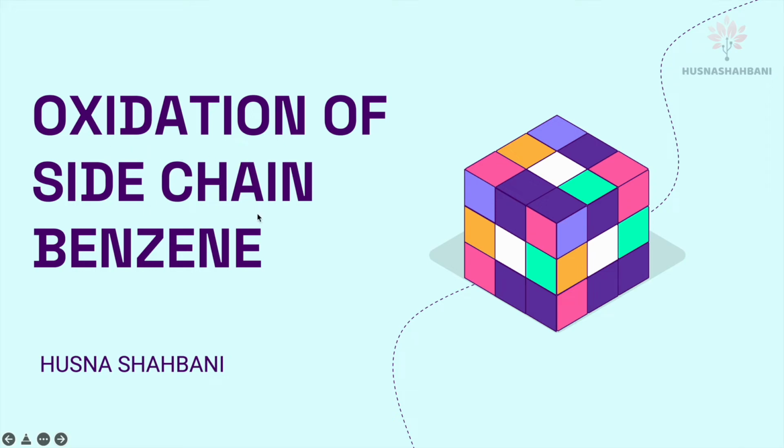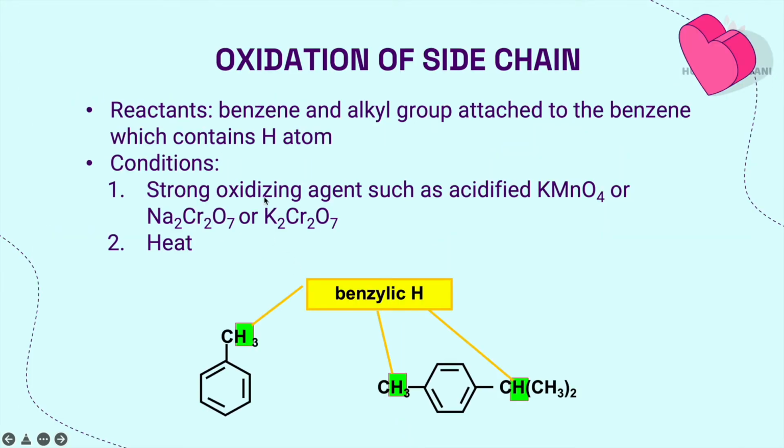Oxidation of side chain benzene. The reactants are benzene with an alkyl group attached to benzene which contains a hydrogen atom. Conditions are strong oxidizing agents such as acidified KMnO4, potassium permanganate, or Na2Cr2O7 or K2Cr2O7. These three are examples of oxidizing agents, and it must be heated.